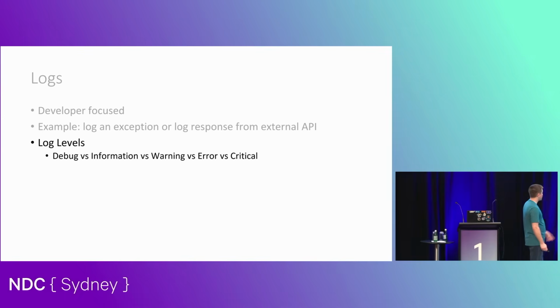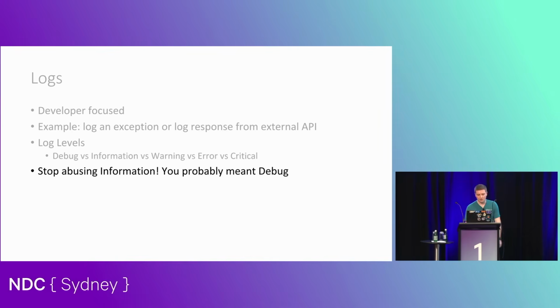Errors, I'm sure many of you know, is used for logging, hey, an unhandled exception happened. And then critical or fatal basically means the app can't boot. So let's say you need to go talk to Azure Key Vault to grab secrets to connect to a database or whatever the case is, and you can't talk to Azure Key Vault, well, then your app's probably not going to be able to boot. So that's an example of a critical or fatal log message. So again, you're probably using information, because I find a lot of applications are using information, but you probably meant to use debug.